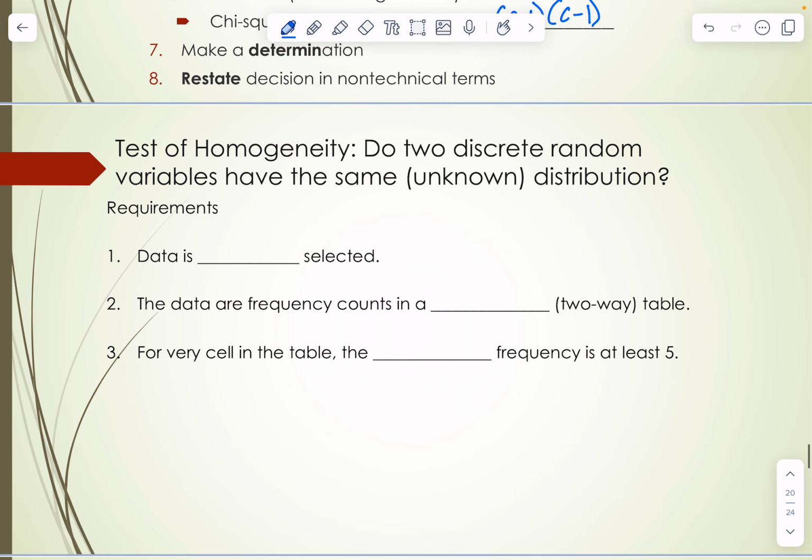Again, the requirements are exactly the same. The data needs to be random. The frequency counts need to be a part of a contingency table. And the expected frequency must not be less than 5.